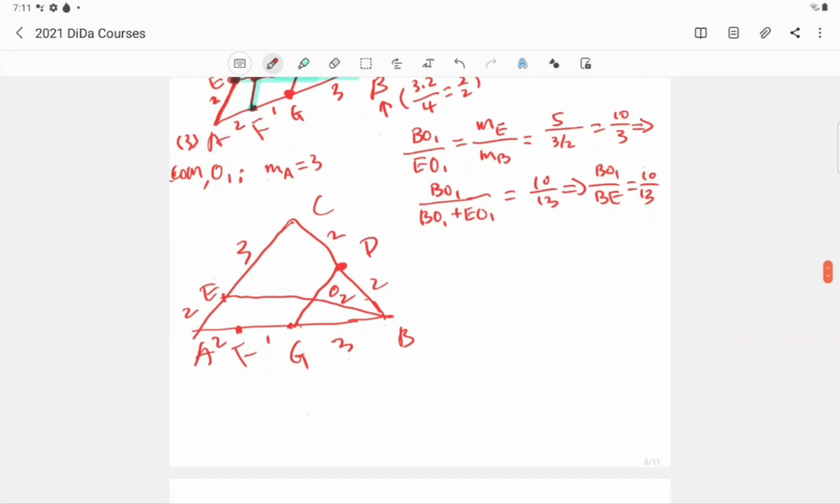So what do we do here? It's a scenario of what? What do we need to do? We simply need the mass around B, right? Why? Because the Cevian BE intersects with a transversal DG. Okay? So how do we want to assign the masses? Let me mark this guy somewhere.